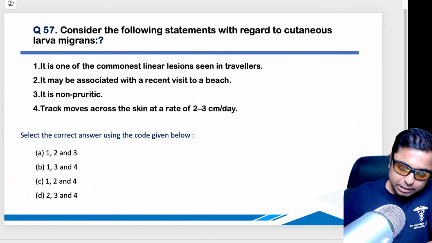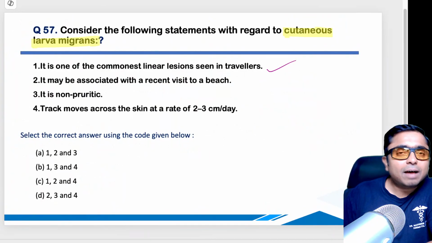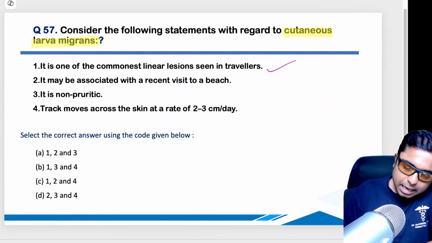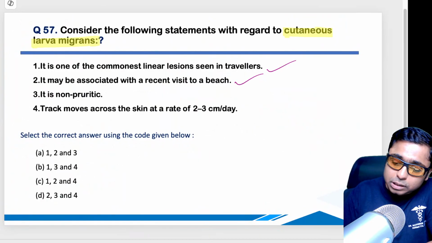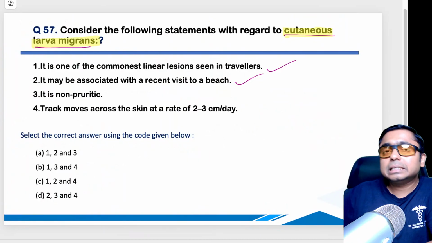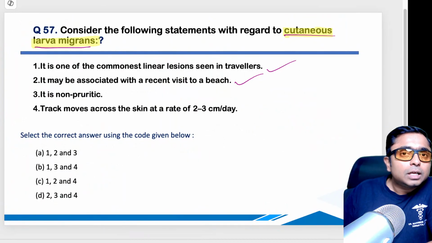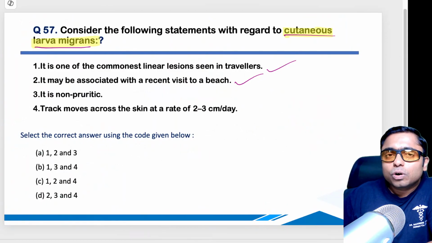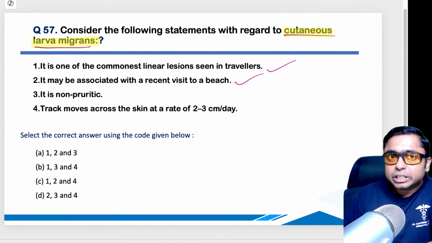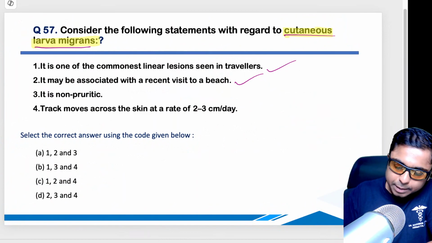Okay, right. So this is the next question, on cutaneous larva migrans. You need to identify the correct statement. It is one of the commonest linear lesions seen in travelers. Absolutely correct statement. And it may be associated with a recent visit to the beach. Absolutely correct statement, because in cutaneous larva migrans the parasite is transmitted through animal feces, which can be present over the beach, where there is more likelihood of barefoot walking, because of which the larva can gain entry into the skin.